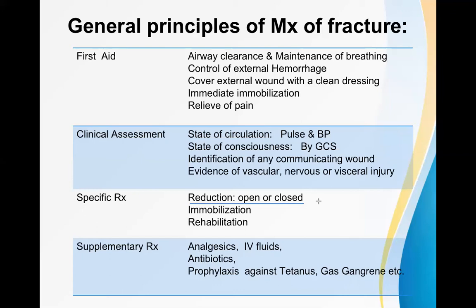Now, open reduction is by surgery. This is called open reduction followed by internal fixation. So usually open reduction is followed by some sort of internal fixation. The second important principle of specific treatment of fracture is immobilization. Now this is necessary in every type of fracture. This is probably the most important point in fracture healing. We have to immobilize the fracture, otherwise the fracture is not going to heal in time.